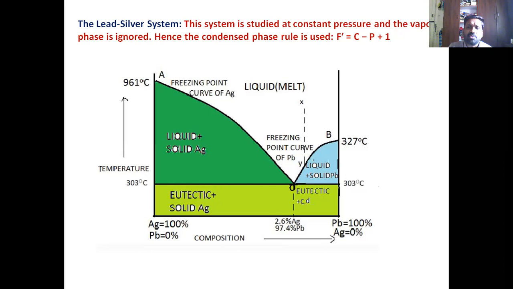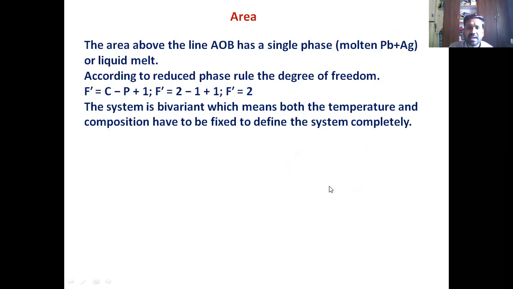So whichever alloy you have to prepare, you have to first construct the phase diagram of that alloy and see where its eutectic point is, and then devise your application of that alloy accordingly, according to your phase diagram. Fine. So what are the features now in our phase diagram?